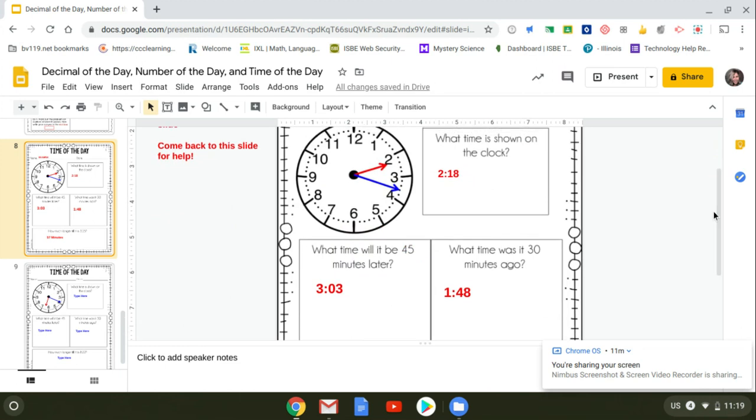It asks you, what time will it be 45 minutes later? So if my time is 2:18, what is 45 minutes later? I'm going to add 45 minutes to that, and I would get 3:03. Here it says, what time was it 30 minutes ago? That means I'm subtracting 30 minutes from my start time. So if I start at 2:18 and I want to subtract 30 minutes, it would have been 1:48.